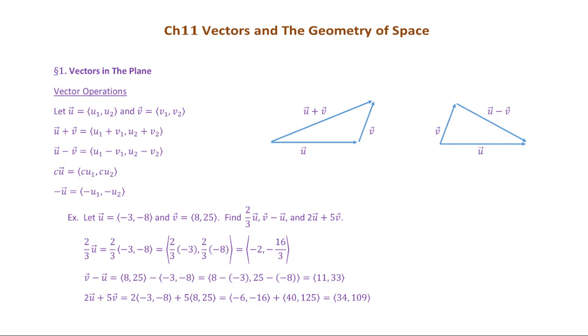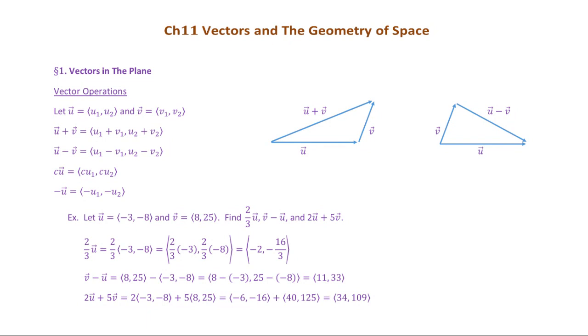All right, so let's do some simple examples by using algebra. Let vector u equal -3, -8, and vector v equal 8, 25. We need to find 2/3 u, v minus u, and 2u plus 5v. For 2/3 u, you just distribute 2/3 to the components of u, so you multiply 2/3 with -3 and -8. You get -2 and -16/3. So this gives 2/3 u, which is another vector.